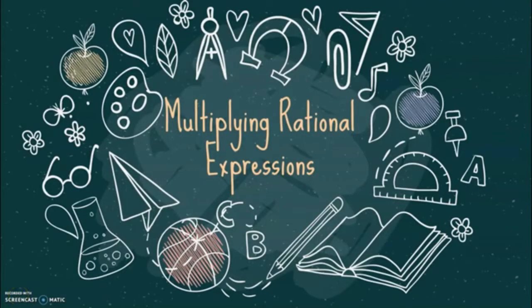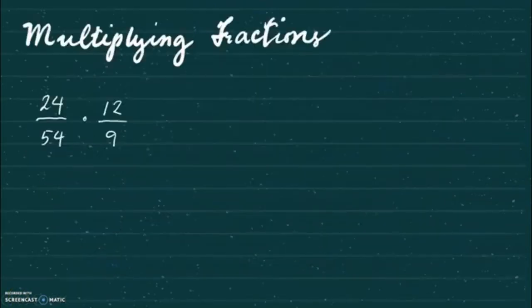Hello, math learners. Today, we'll talk about multiplying rational expressions. But before that, let us review first how to multiply fractions. So we have here 24 over 54 times 12 over 9.